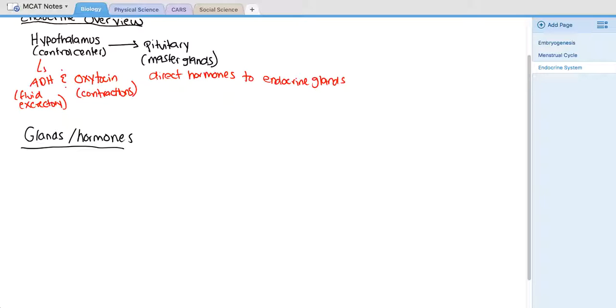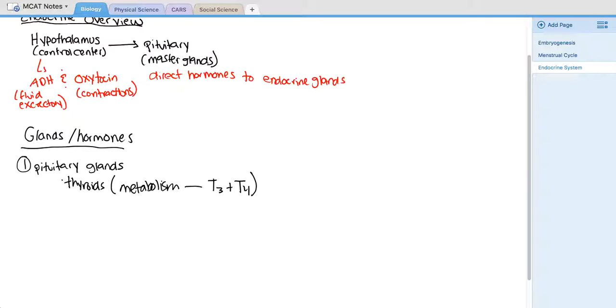All right. So number one, you've got the pituitary glands. And here you have thyroid glands, which are metabolism, and the hormones that are produced are T3 and T4, which are for metabolism of calcium.